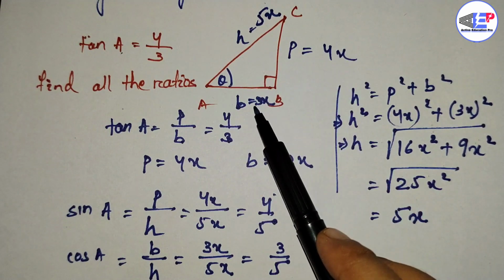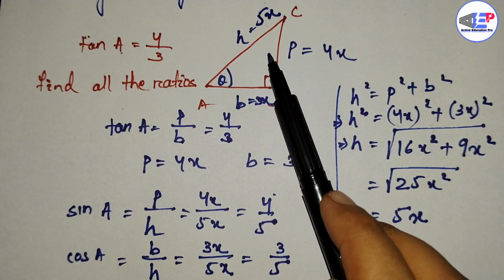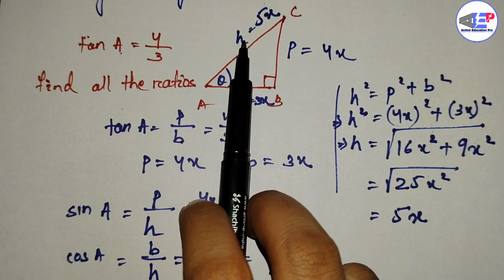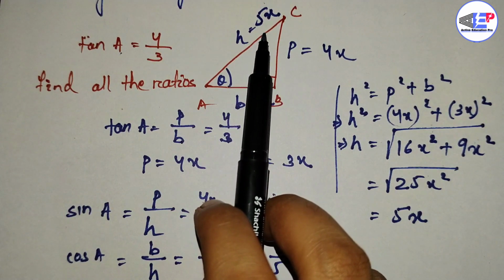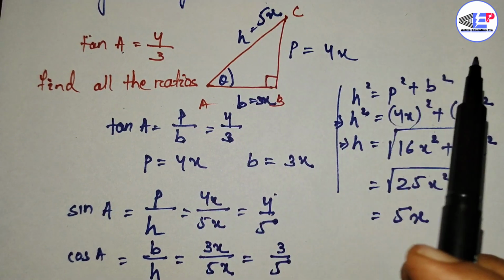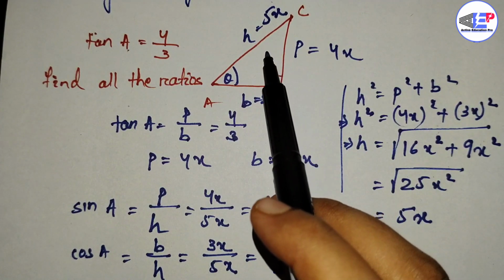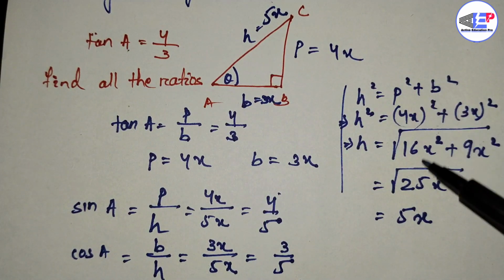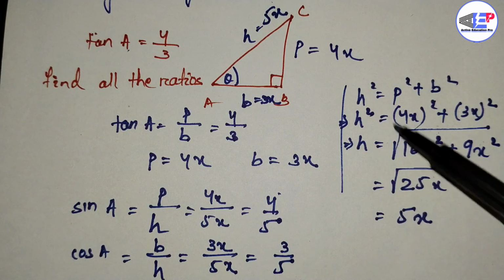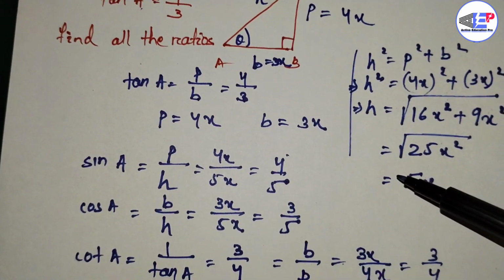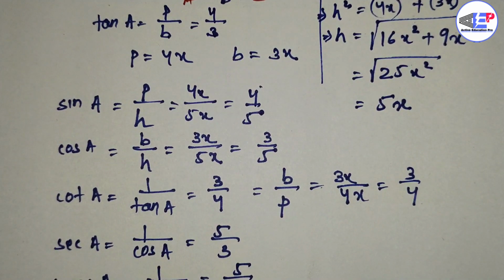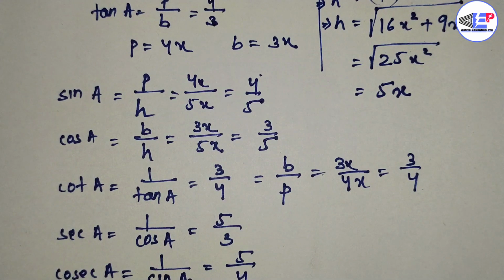So this is 4x and 3x, and from Pythagoras theorem we evaluate the value of the hypotenuse, because to evaluate the remaining ratios of trigonometry we have to find out the value of the hypotenuse. So here, by applying Pythagoras theorem, we find the hypotenuse is 5x. And then, as per my last uploaded video, we know the relationship between which two sides gives which trigonometric ratio.